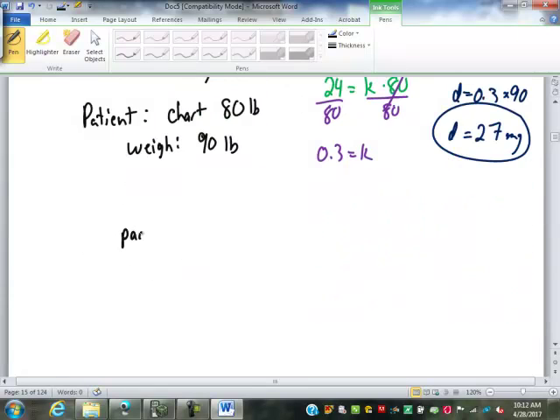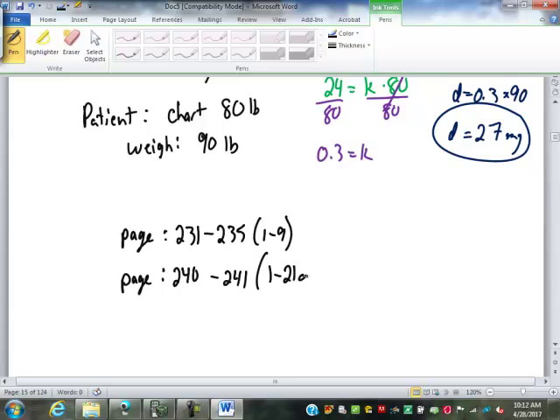Okay, that is pretty much it for this chapter. So the new material we covered today in your book, page 231 to 235. We talked about this actually a little bit last week. Not a lot today. It's just reading those graphs and looking at the linear relationships and stuff like that. And then on the variation, it's page 240 to 241, 1 through 21, the odds.